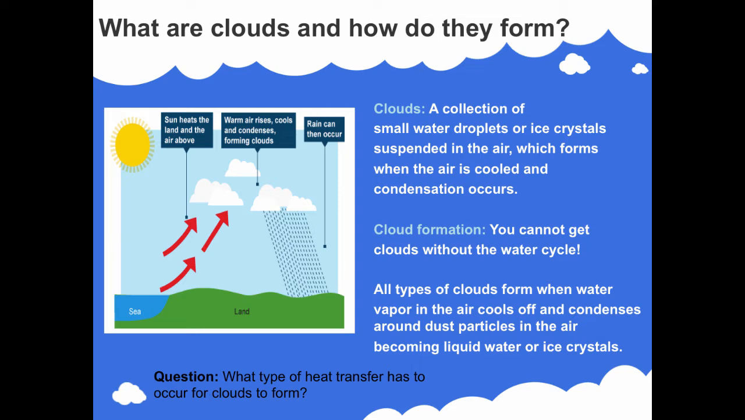So as water vapor is evaporating and rising, eventually it's going to cool down and turn back into a liquid or maybe even an ice crystal. And when that happens, you get a cloud. So you can't get any clouds without the water cycle. So no matter what kind of cloud there is, it's water vapor that's risen up into the atmosphere, cooled off, and then formed some sort of cloud.